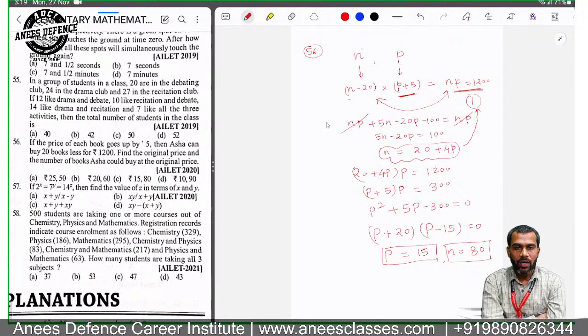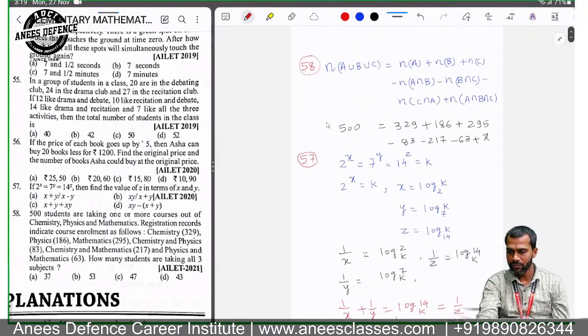In a group of students in the class, 20 are in the debating club, 24 are in drama club, and 27 are in recitation club. And then if 12 like drama and debate, same Venn diagram, again we need to apply the formula. Simple, apply the formula. The first question that we have solved, we need to apply the same formula. Very easy. Do you remember the formula?